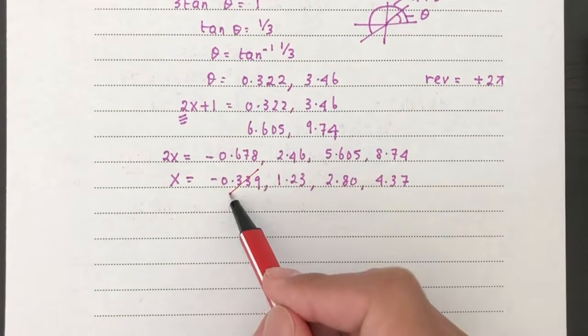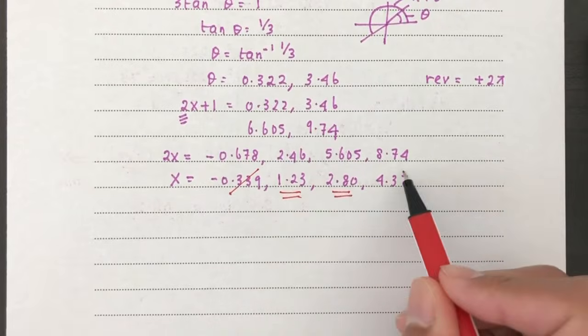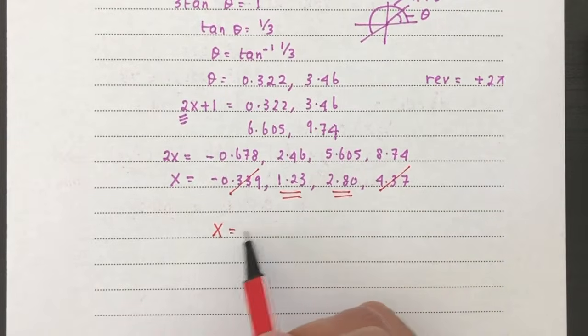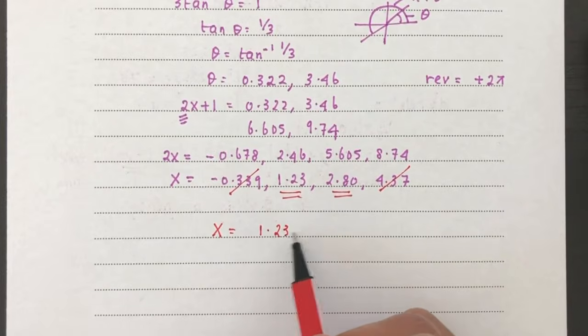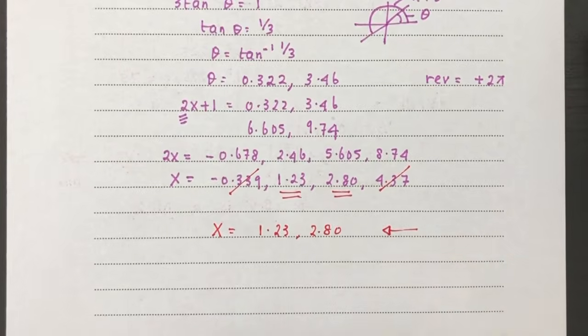So this one will go away. We just need 2 values of x. This one we don't need. So x will be 1.23 and 2.80. So these will be the 2 values of x that we need.